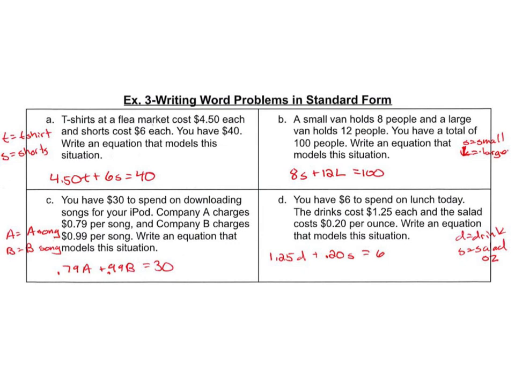Okay, that wraps up there. Again, making sure you use your variables. And like I said, they're not always going to be X and Y when we go to standard form. A lot of times it's going to be whatever those things represent. If you use different variables, not a big deal, but we should end up having 79 with your A songs, 99 with your B songs, and a total of 30. And then we'd have the 125 with your drinks and the 20 cents with your salads, equaling $6. All right, so that's it for 3.8A.